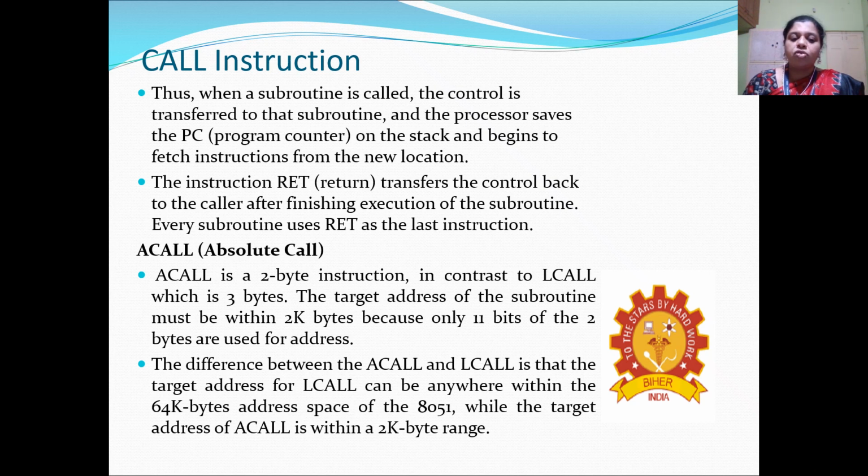And next is the absolute call. Absolute call is a 2 byte instruction, 1 byte for opcode and another one for the 8-bit address. Here the target address is within 2 kilobytes. The difference between the absolute call and long call is that the target address for long call can be anywhere within the 64 kilobyte address space, while the target address of absolute call is within a 2 kilobyte range.